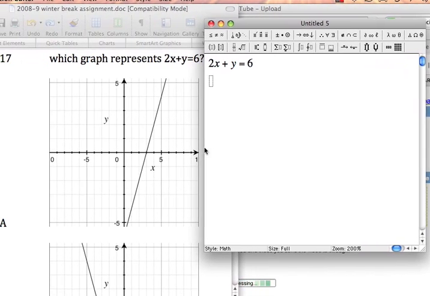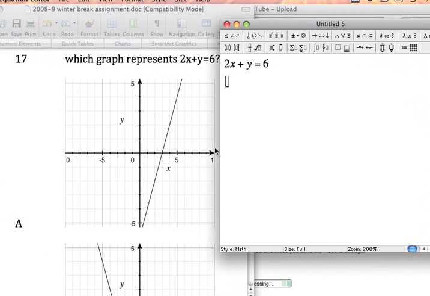Okay, students. Now, in problem 17, they give you several graphs to work with. And again, anytime you have a graph, you have a substitution situation, because I can pull a coordinate off a graph and you can substitute any coordinate. So let's pick some coordinates and see what happens.